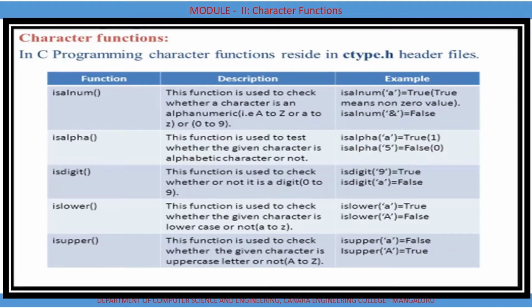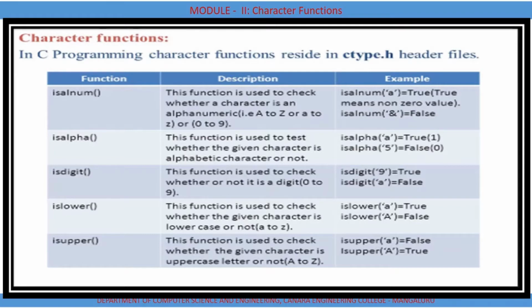First one is isalnum, or is alphanumeric. This function is used to check if the entered character is an alphanumeric character. That is, if it is any alphabet from A to Z, in lowercase or uppercase, or any digit from 0 to 9. For example, you can see here isalnum of 'a'. This function will return true because 'a' is an alphabet. Another example is isalnum of ampersand. Ampersand is not a letter nor a digit, so the function will return false.